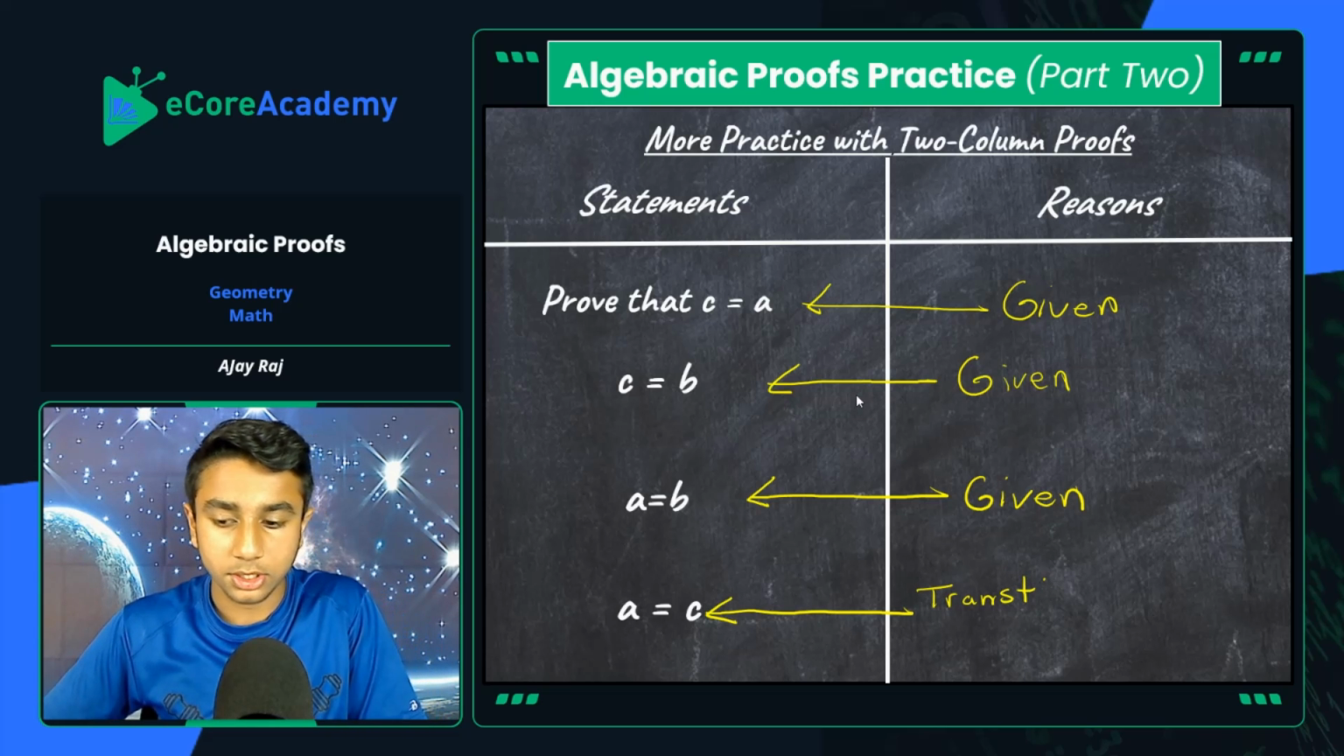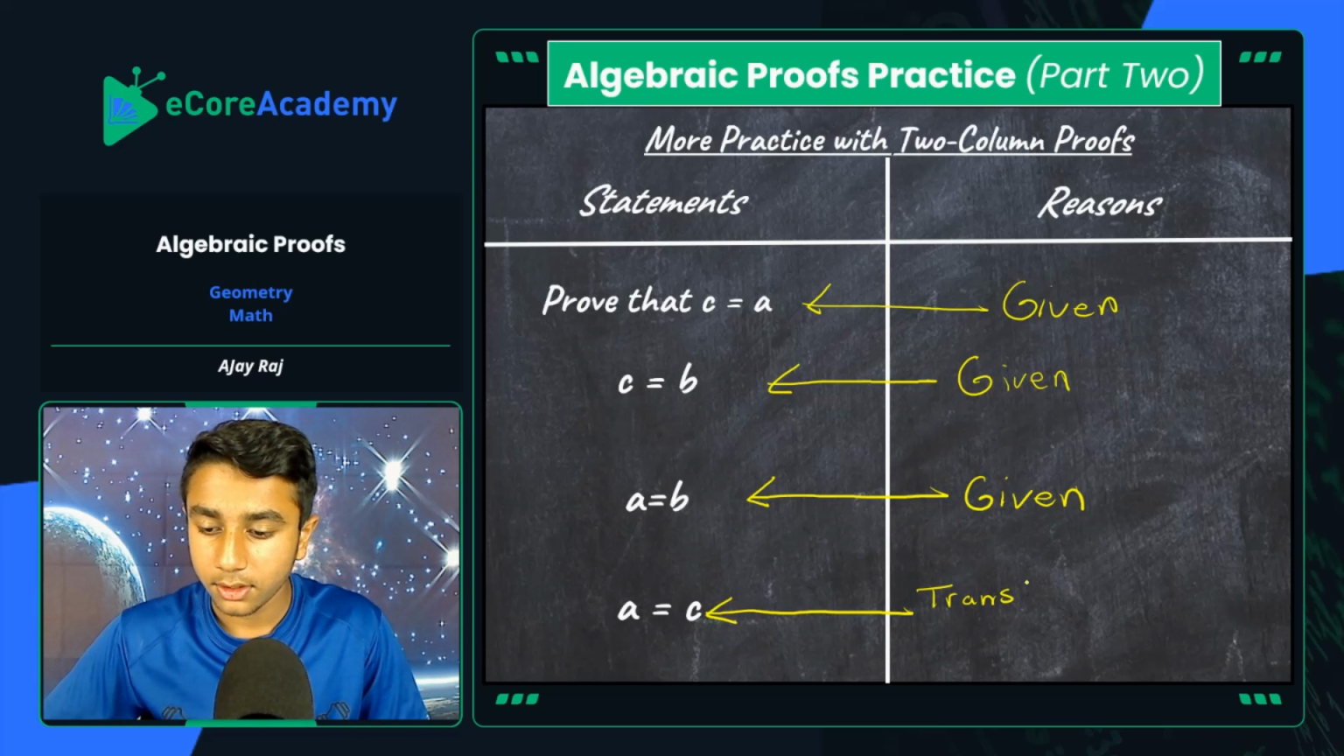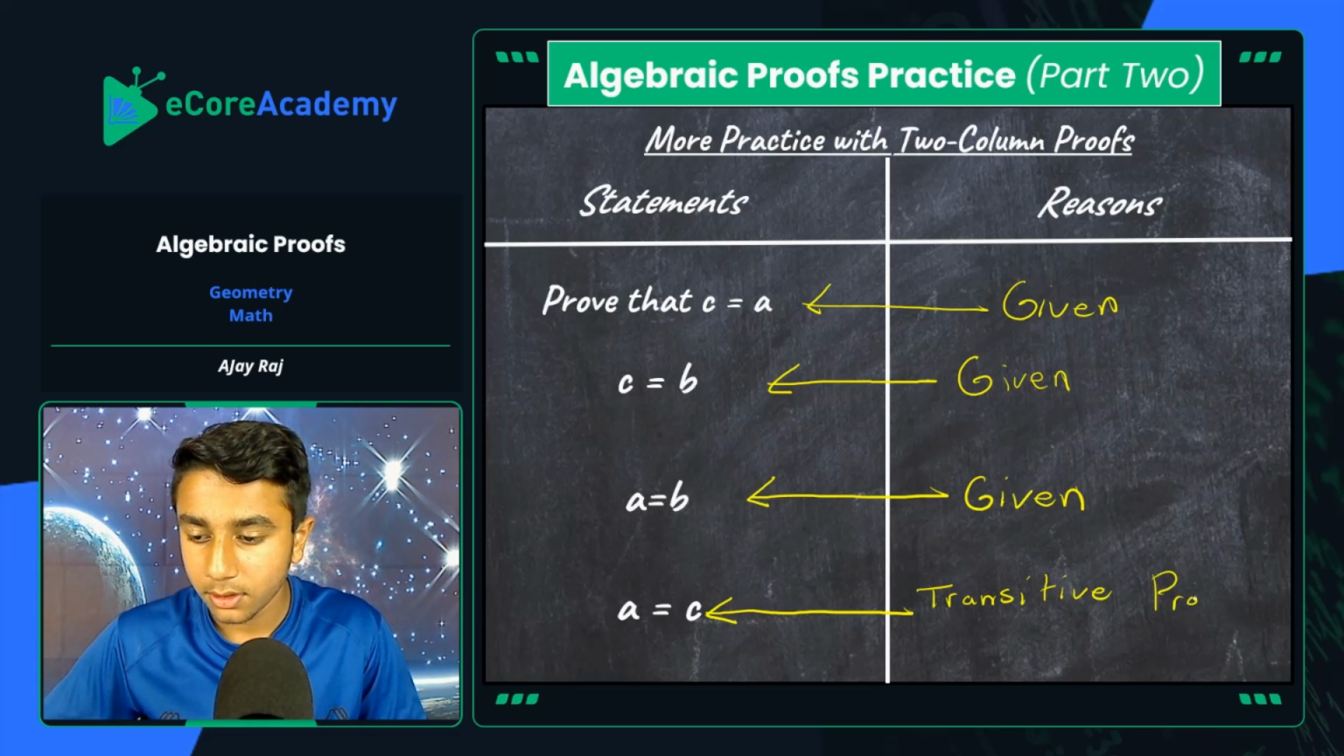Let me just fix that real quick. All right. Transitive property of equality.